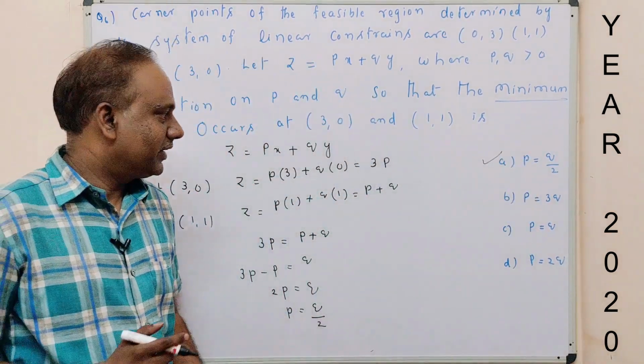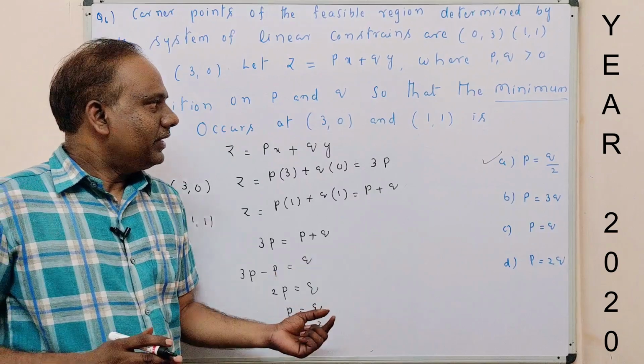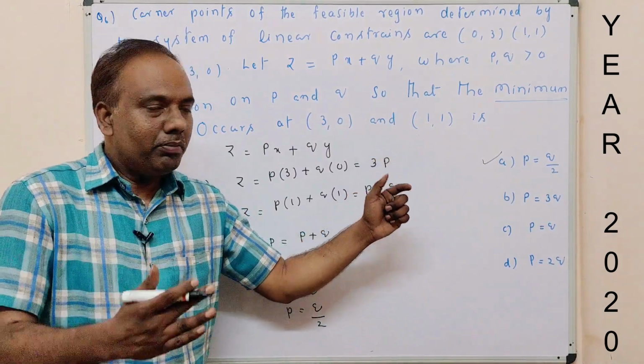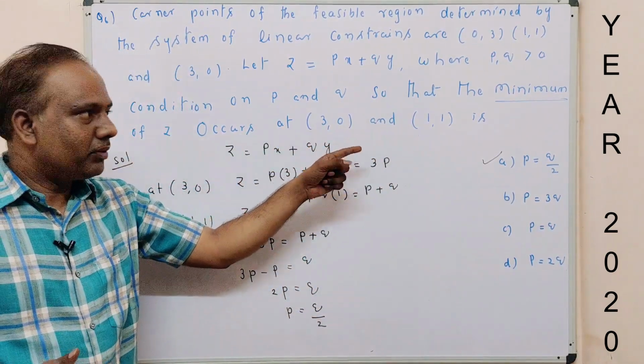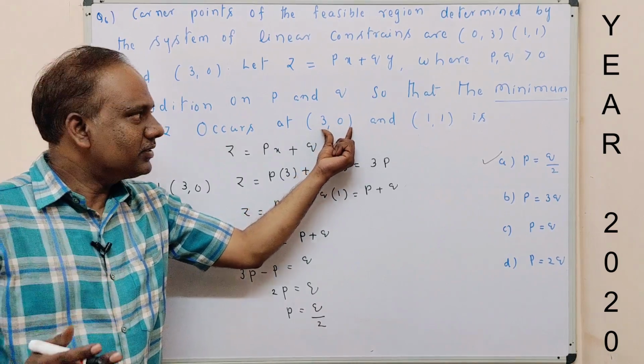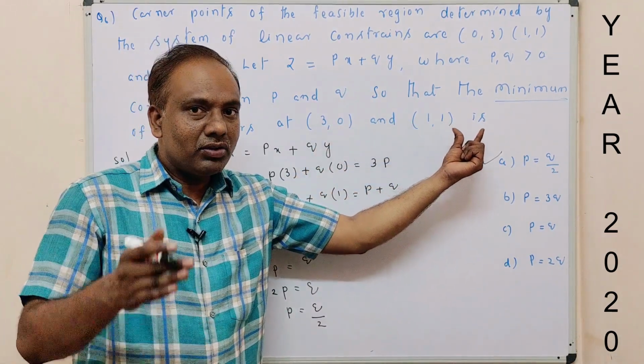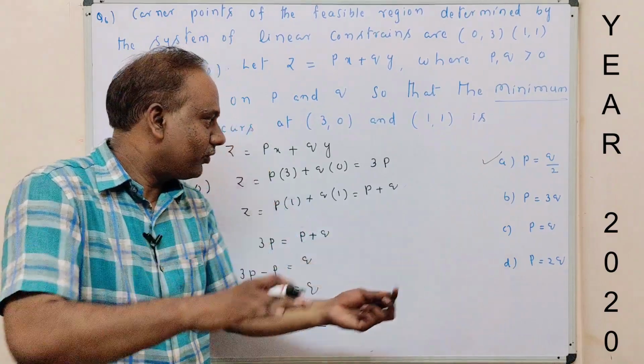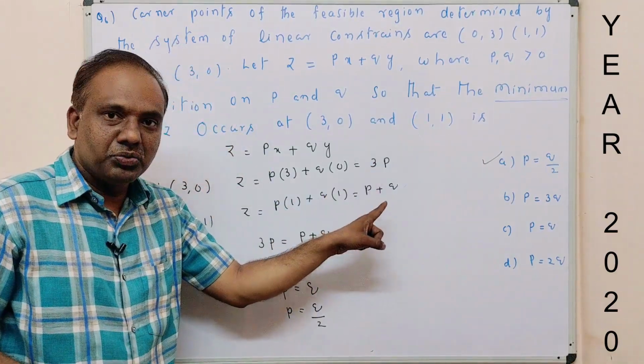The meaning is, the minimum is at these two. That means if you substitute 3, 0, say it is 10, then if you substitute 1, 1 it is also 10, so they are equal. That's why we can equate these two.